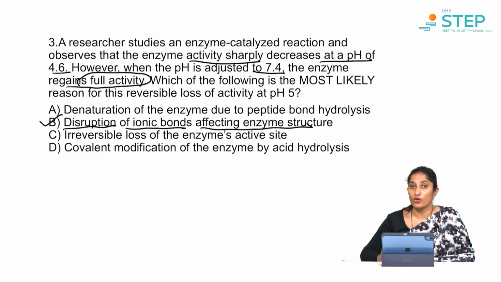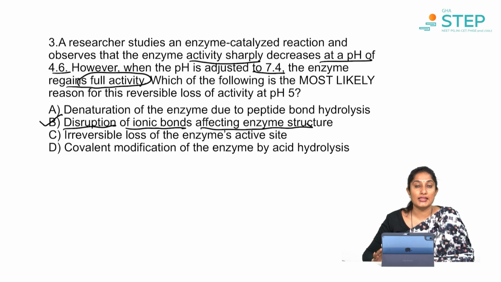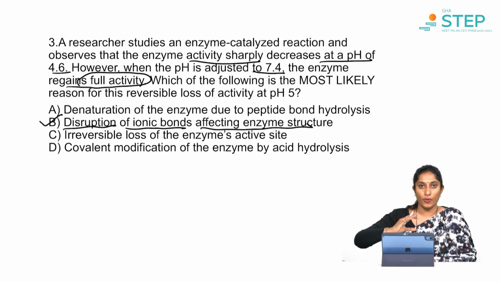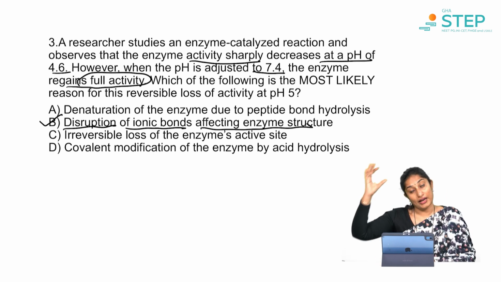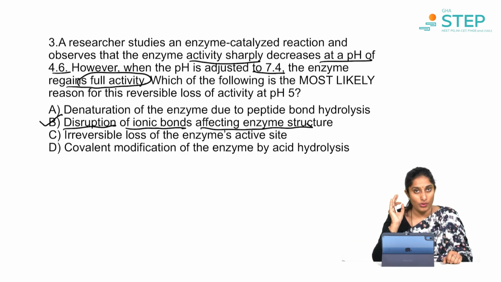So, 7.4 you have brought down to 4.6, ionic bonds have broken. What happens next? Now, you increase, come back to 7.4, there is a regain of the complete enzyme activity. So, what we understand here is this is a reversible reaction. When it is 4.6, it was minimum, you got back to 7.4, it is reversed. So, the correct answer is, when you have the word pH, it is ionic bonds have disrupted the structure of the enzyme.